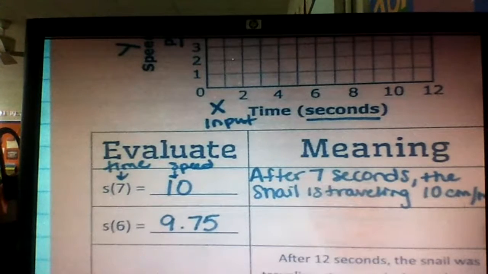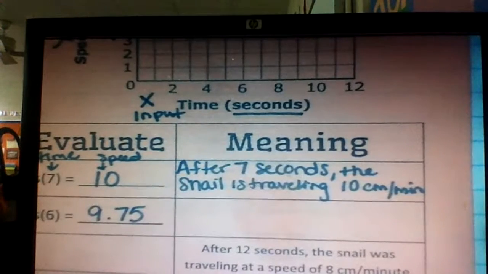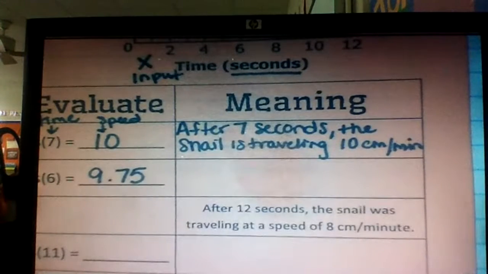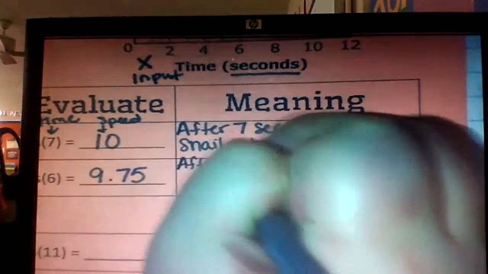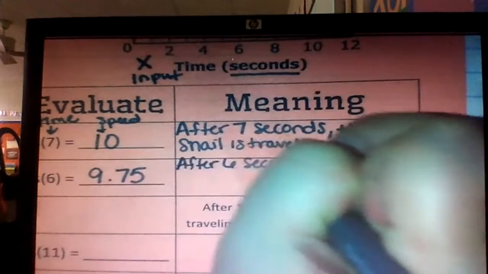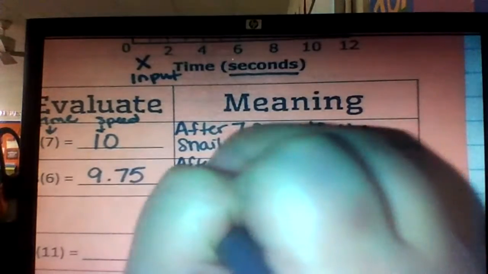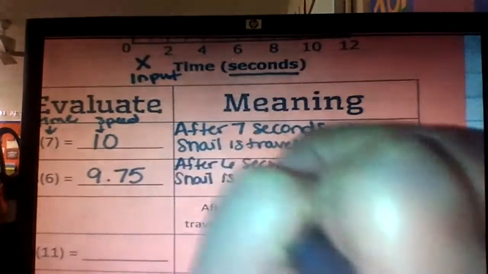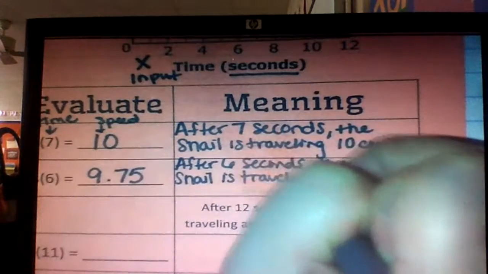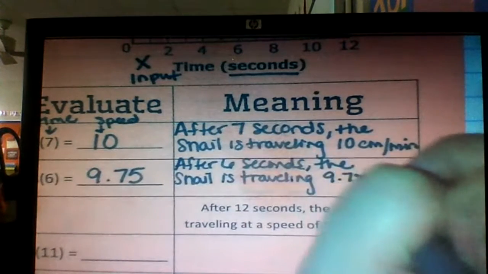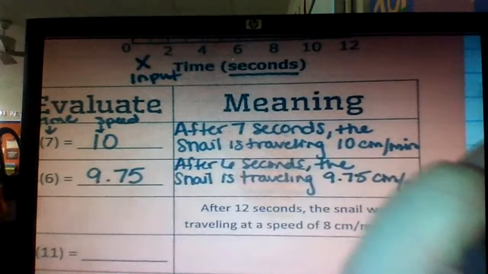Okay. So what does this mean? 6 centimeters and careful, 6 what? Seconds. Ooh, okay, after 6 seconds, the snail is traveling 9.75 centimeters per minute.